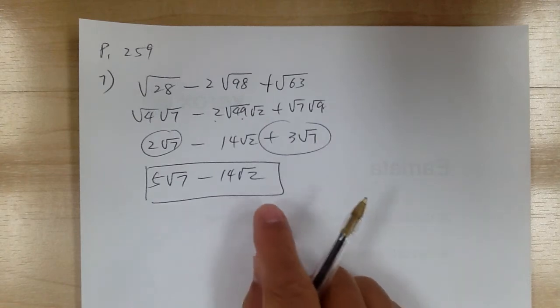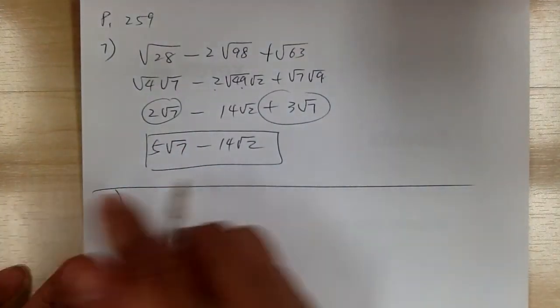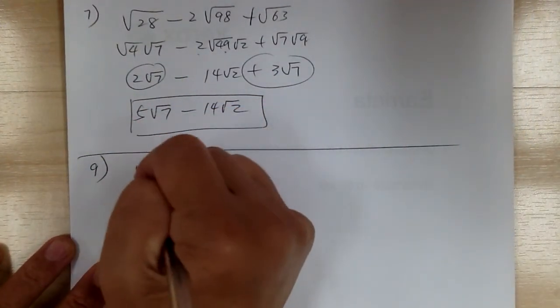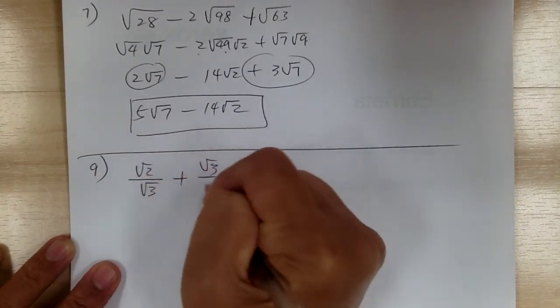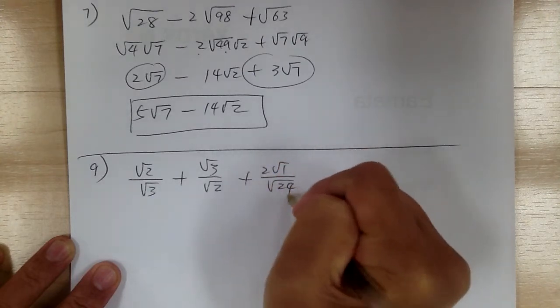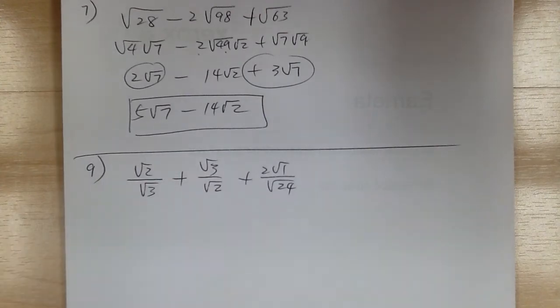Let's go to number 9. Now for number 9, don't waste time, copy the problem exactly the same. So what you want to do is separate the top from the bottom. So you've got square root of 2 over square root of 3 plus square root of 3 over square root of 2 plus 2 square root of 1 over square root of 24. Okay, so now what you want to do is simplify each one of these first.